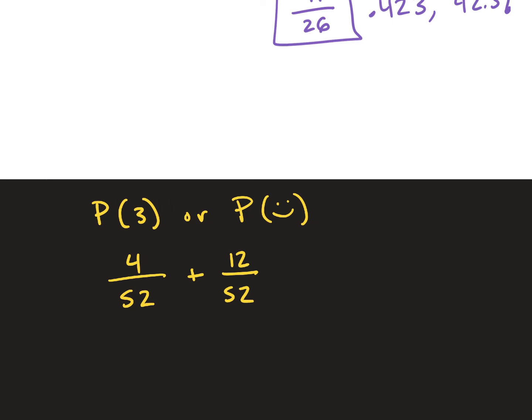So all I do is add these two together. So this would be 16 over 52, which would simplify to what? 4 over 13.